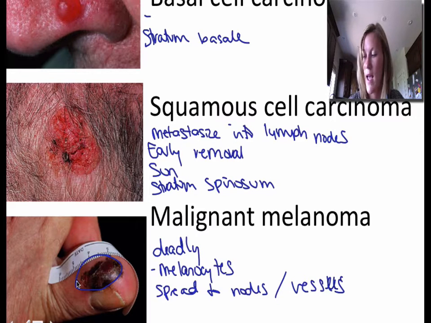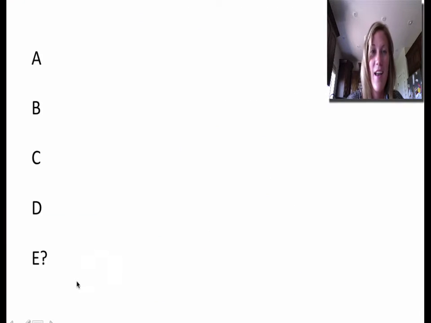All right, and our last little bit is our A, B, C, and perhaps E rule. So this is our way that we can detect abnormal looking cells. So if you're looking at moles, you're going to look at A, or asymmetry.